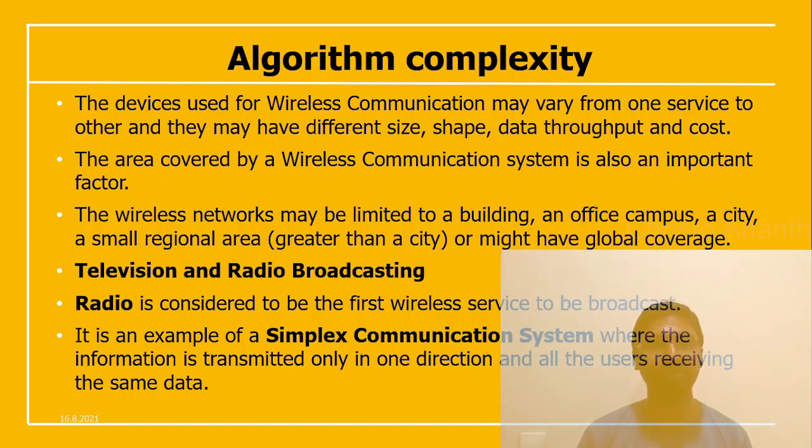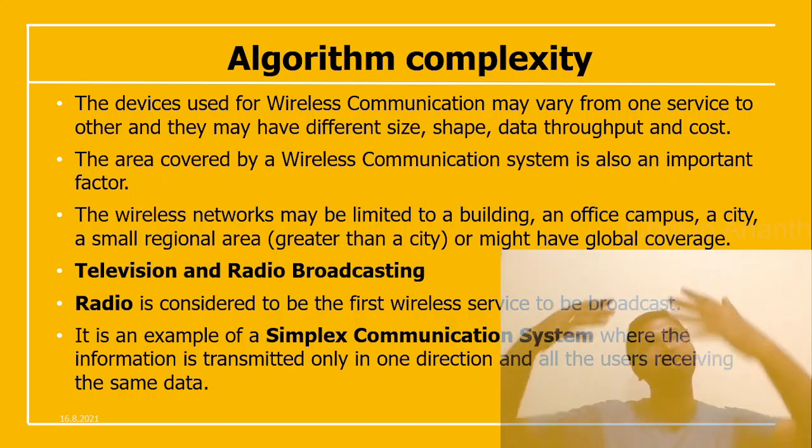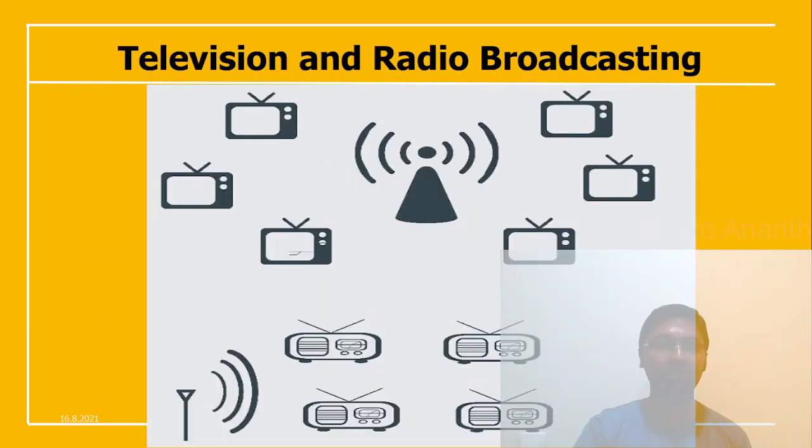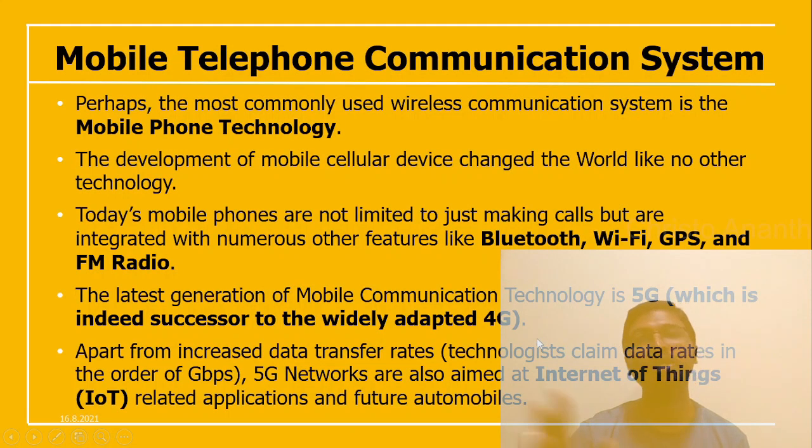Take TV and radio broadcasting. Radio is considered to be the first wireless broadcast service. It is an example of a simplex communication system, where information is transmitted only in one direction and users receive the same data. For example, on radio somebody speaks and thousands, even tens of thousands, listen simultaneously. With TV, we have an antenna through which it is broadcast.